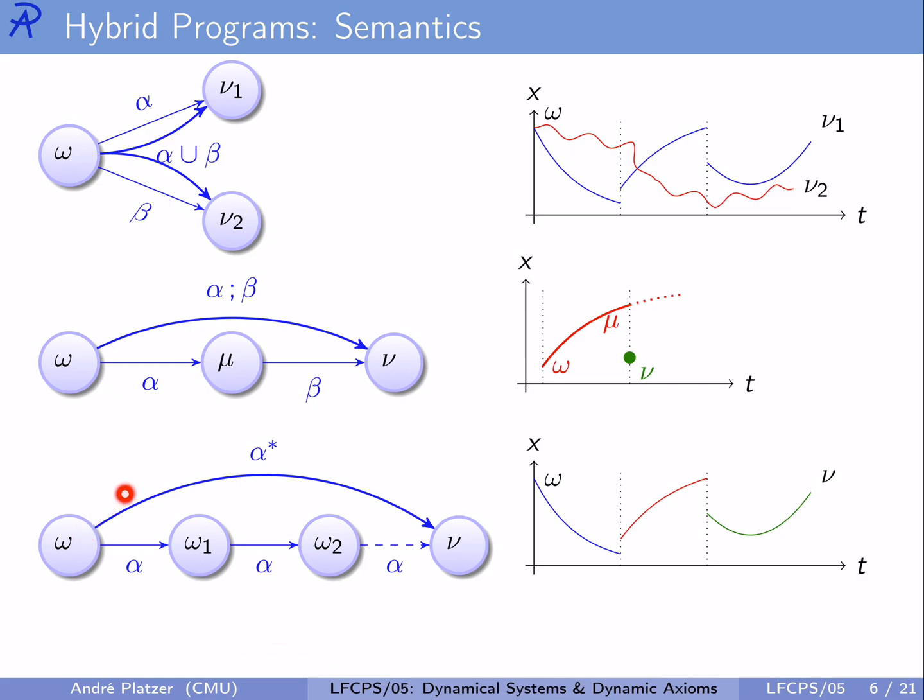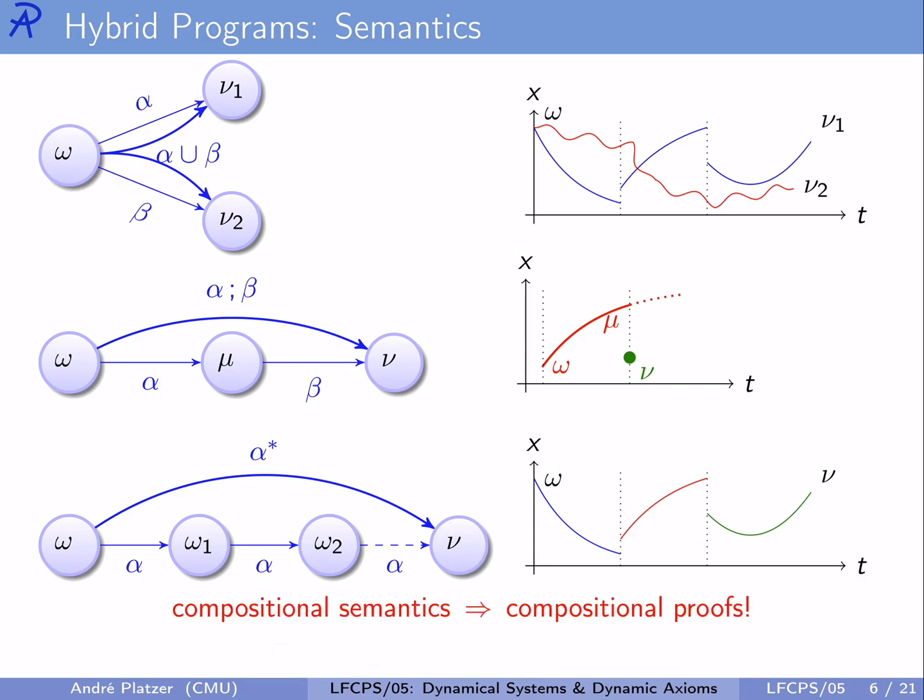The meaning and effect of a non-deterministic repetition is that we can go from an old state omega to a new state nu by running through intermediate states omega 1, omega 2, and so on, that we can get to by running alpha from the old state omega to the first intermediate state omega 1, then running alpha again, and then running alpha again, all the way until we're at the new state nu.